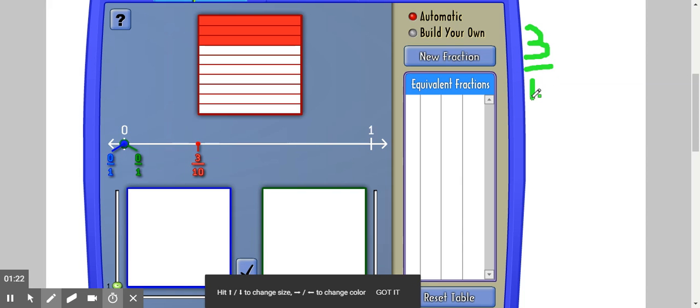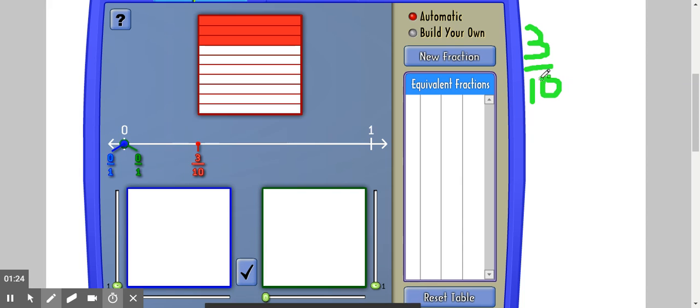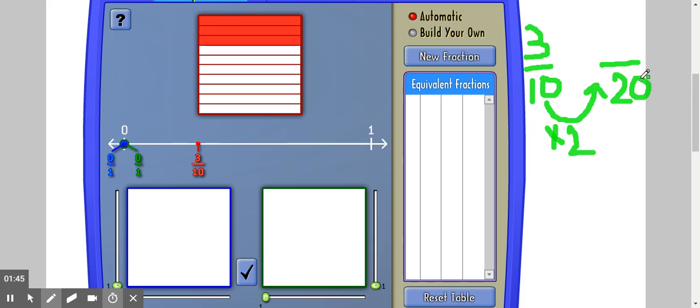I would have to do the same thing to the top and the bottom of that fraction, multiply or divide it by the same number, to get a new denominator and a new numerator that are in the same spot on the number line. So let's just say I take 10 and multiply it by 2. Well, what is 10 times 2? It is 20. So whatever I do to the bottom, I must do to the top. So 3 times 2 would give me 6.